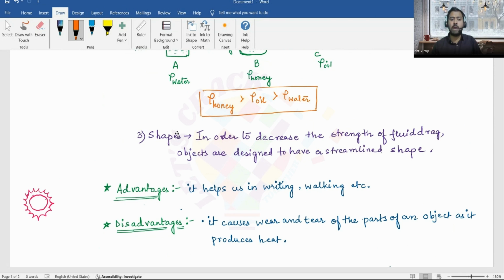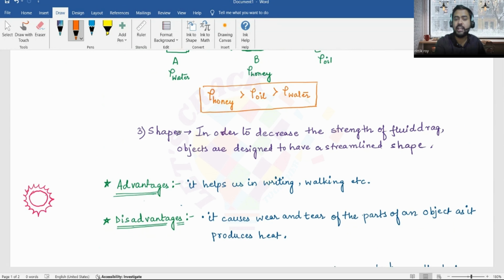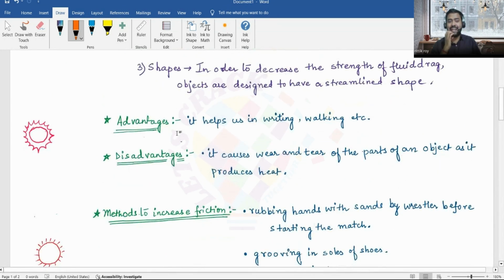Okay. Now comes the advantages. What are the advantages of friction? Friction helps us in writing, walking, running, and all those. And what are the disadvantages of friction? The disadvantage is that it causes wear and tear of the parts of an object as it produces heat. Now you may ask, sir, if there are advantages, then why are you telling about disadvantages? See, there are always two faces of the same coin. So if something has an advantage, it doesn't mean that it won't have a disadvantage, right?